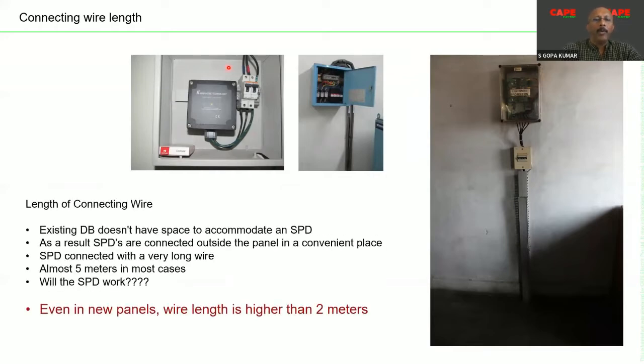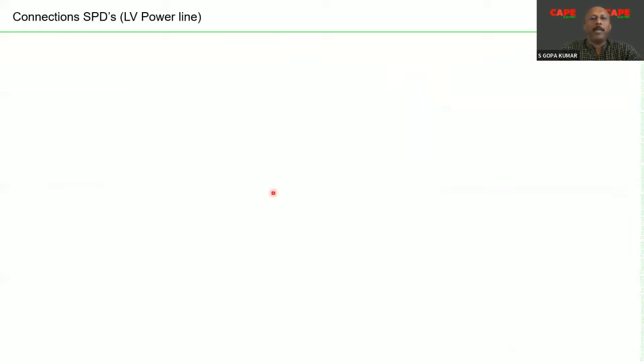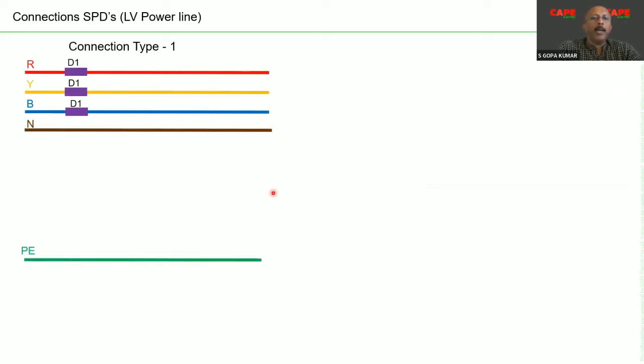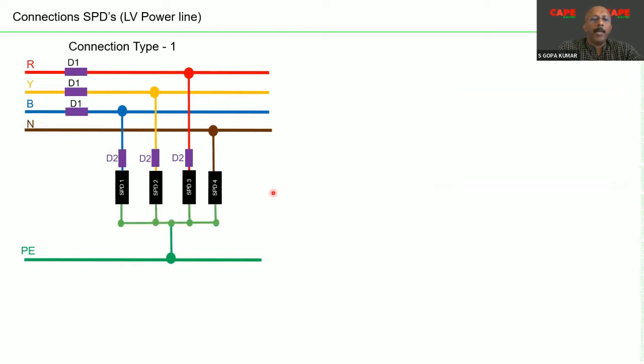When you select a good quality SPD, you have to be equally serious about the connecting wire length and you should always use the appropriate recommended length. If you are using a longer wire, the effective protection level is high. As a result, your equipment may not get protection. We will come to this point later, but before that, there are two types of connection recommended in this standard.